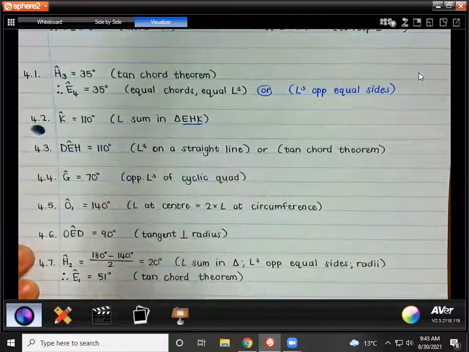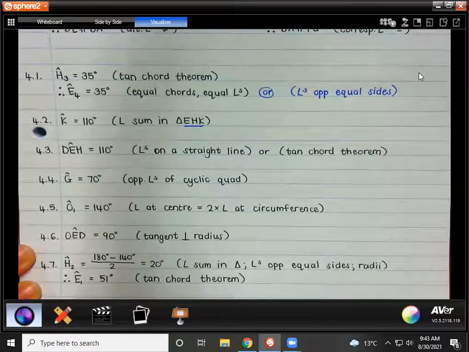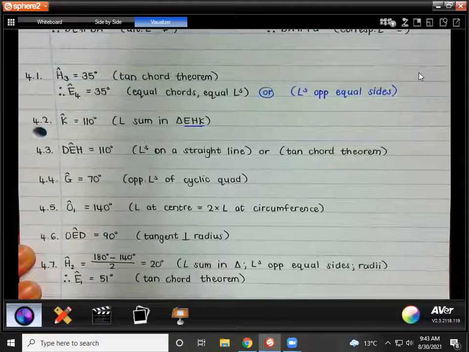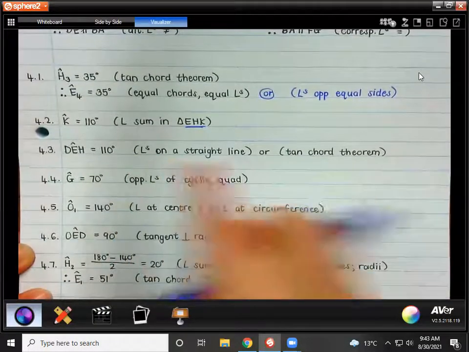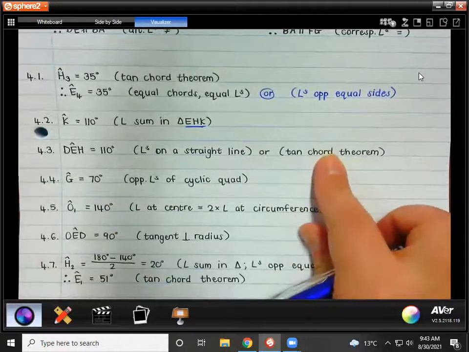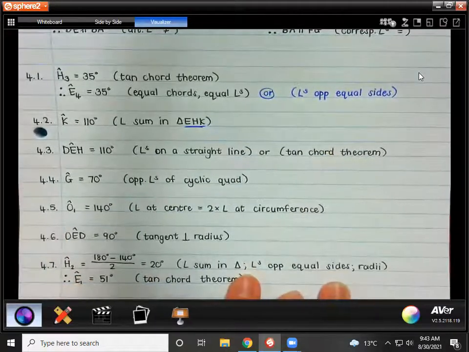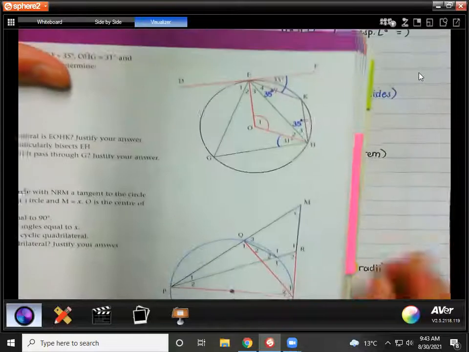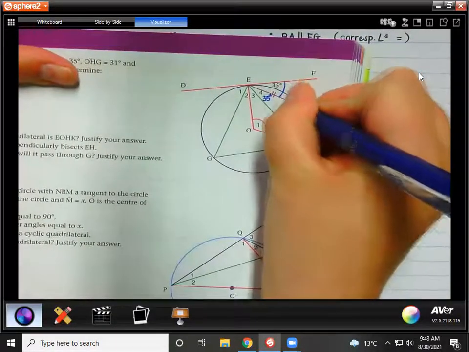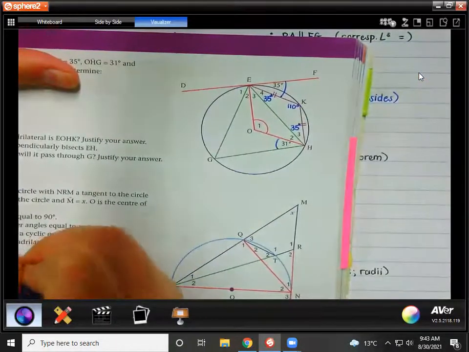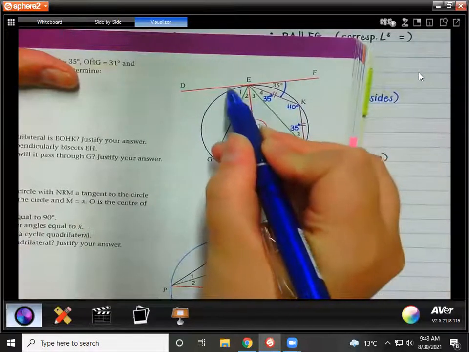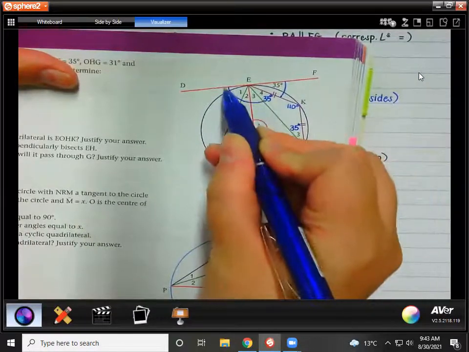So K must be 110. Then DEH, I used the tan chord theorem to get that one, or you could have used angles on a straight line. All right, let me just quickly show you. So now when we calculated angle K is 110, right, now we need to find DEH, which is this whole angle over there.